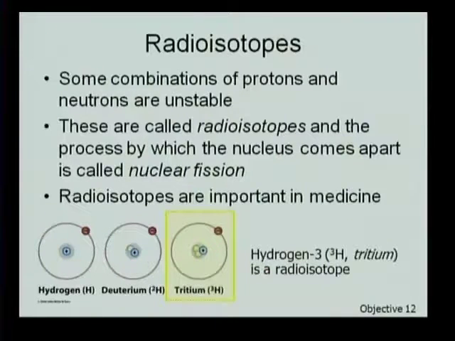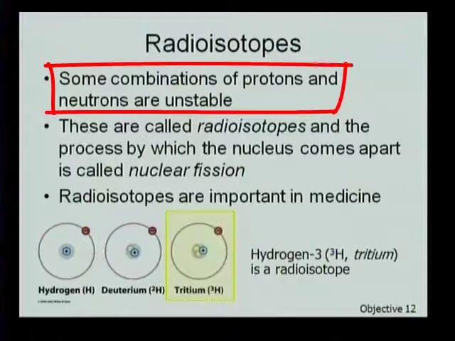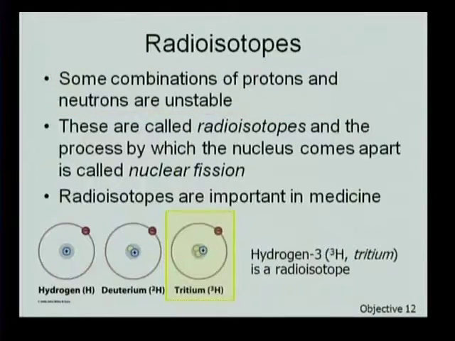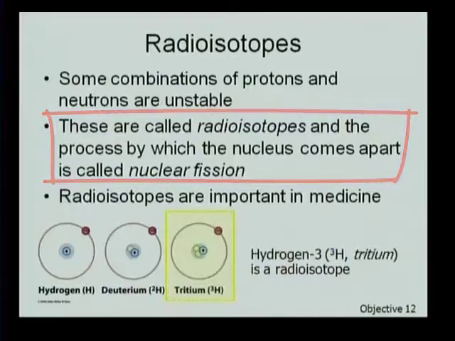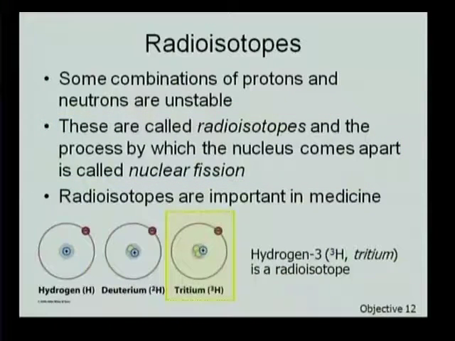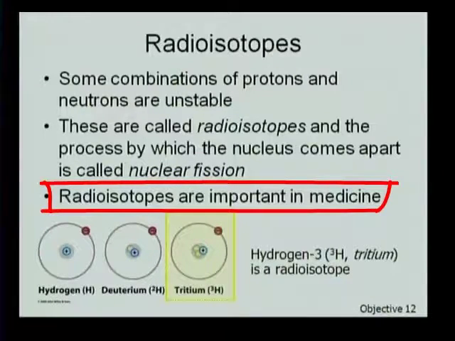Next, in the next objective, we'll turn to radioisotopes. And it turns out that some combinations of protons and neutrons are unstable. Sometimes that instability is reflected in the fact that the nucleus of the atom comes completely apart. And we'll look at an example of that, not from the human body, but from nature, and it's something we use to diagnose and treat illnesses in the human body, so it's still going to be important to us when we use radioisotopes in medicine.